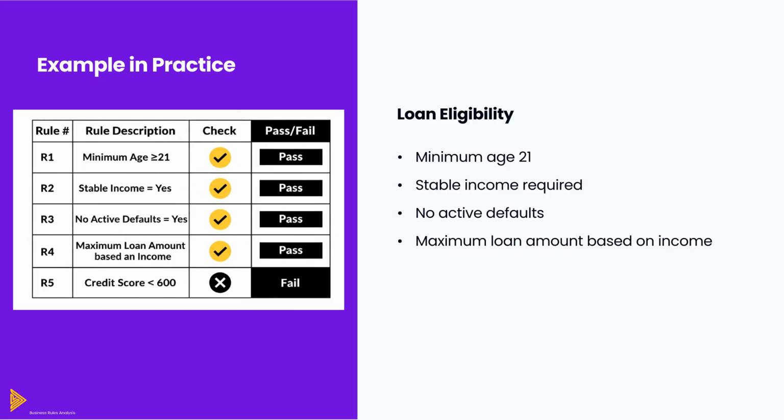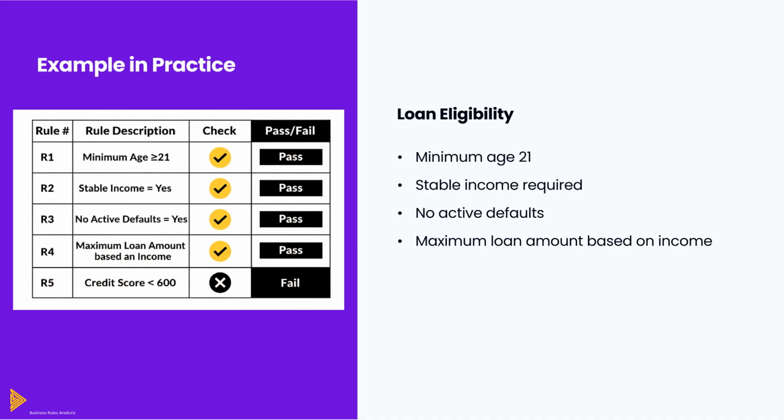Let's walk through a practical example. Imagine you're analyzing loan eligibility. The business might say, we only approve qualified applicants, but that hides several rules. By breaking it down, we uncover 4 clear rules. Applicants must be at least 21, must have stable income, must have no active defaults, and the maximum loan amount is calculated based on income.